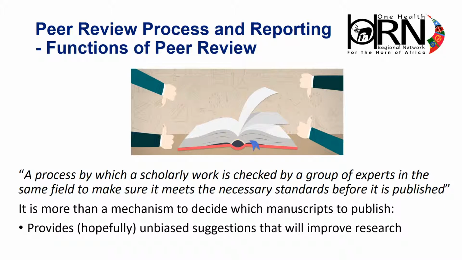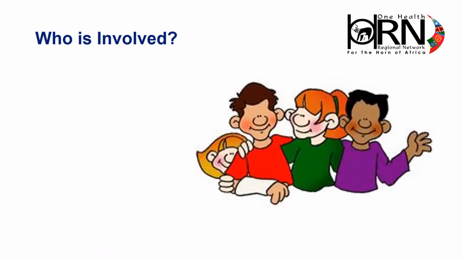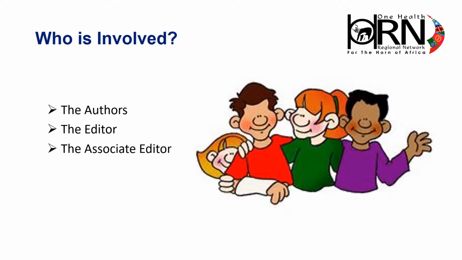Actually, another important purpose of peer review is to obtain suggestions that will improve and make the research better before publication. So a peer review investigates whether your research is interesting, important, whether the methodology is sound, whether the conclusions are original, and finally, whether the research is sound overall. But who's involved in the process? Authors, the editor, associate editors, reviewers, and the publisher themselves.